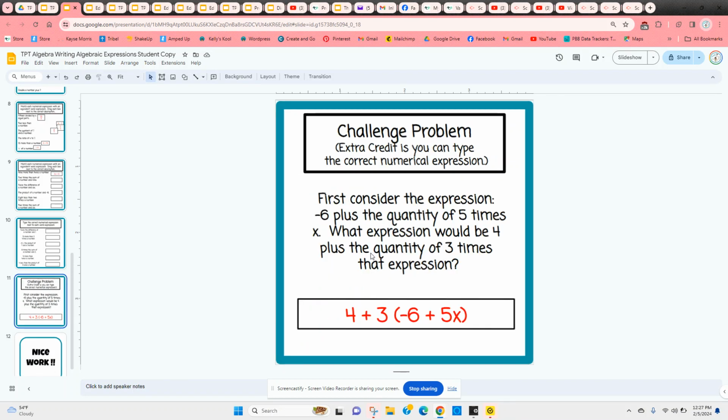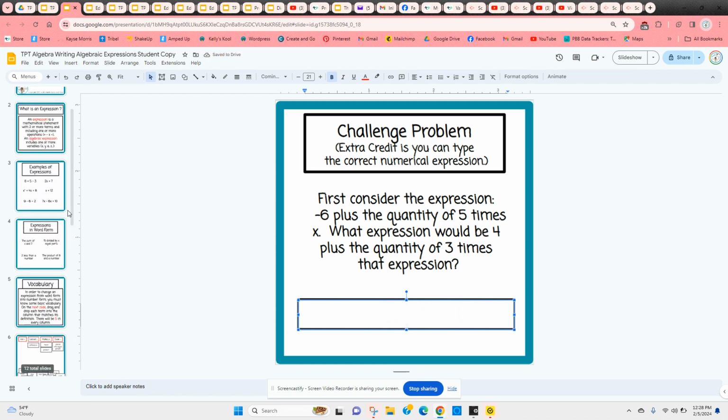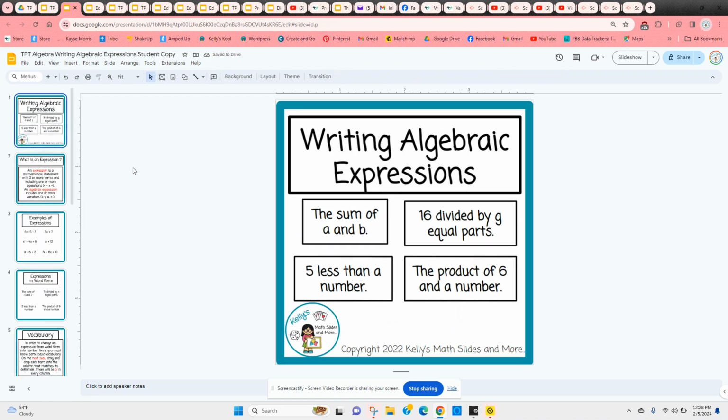Slide 11 has a challenge problem. So they have to read it very carefully. So the students who are really getting it might need that extra challenge. So this is a digital lesson, writing algebraic expressions.